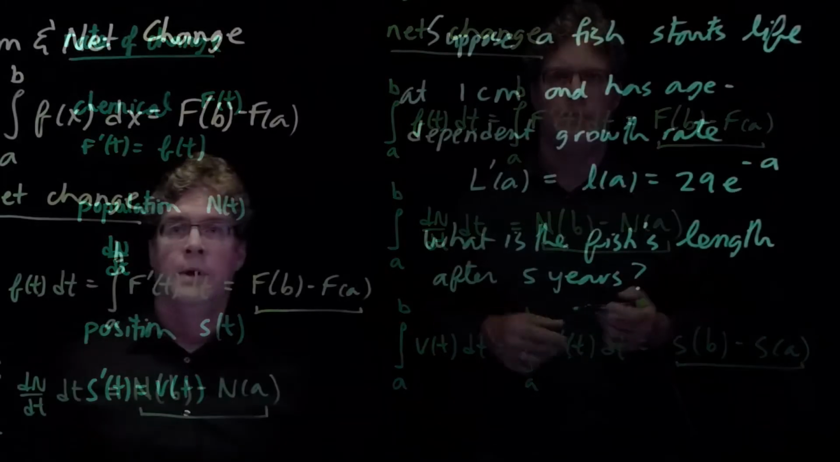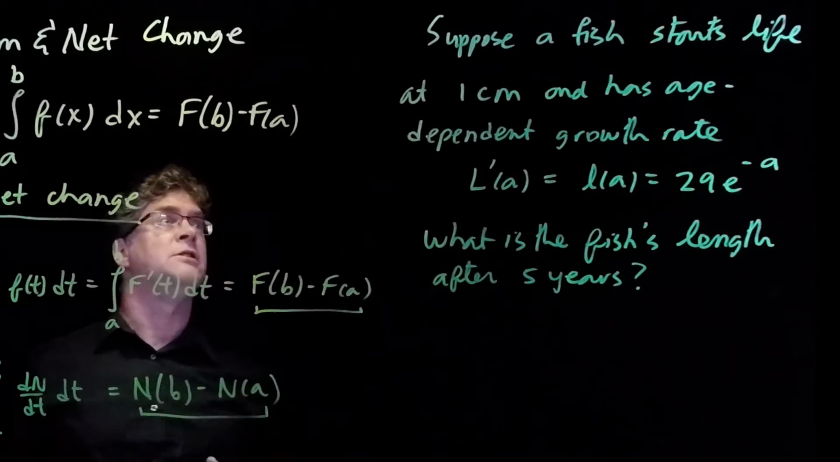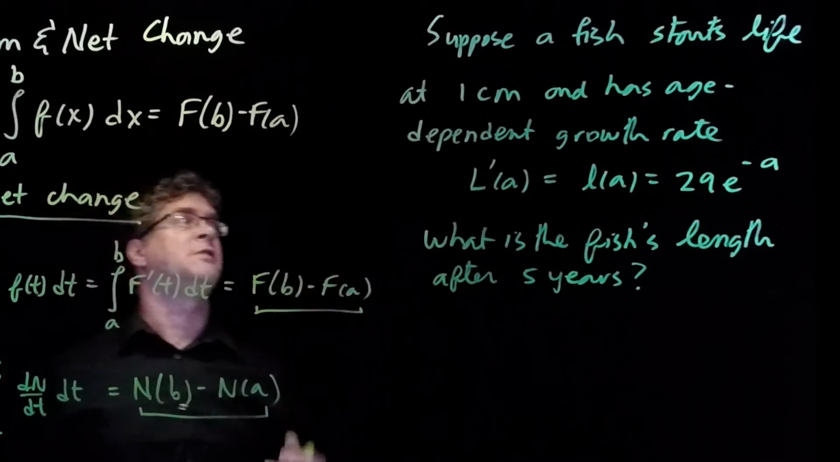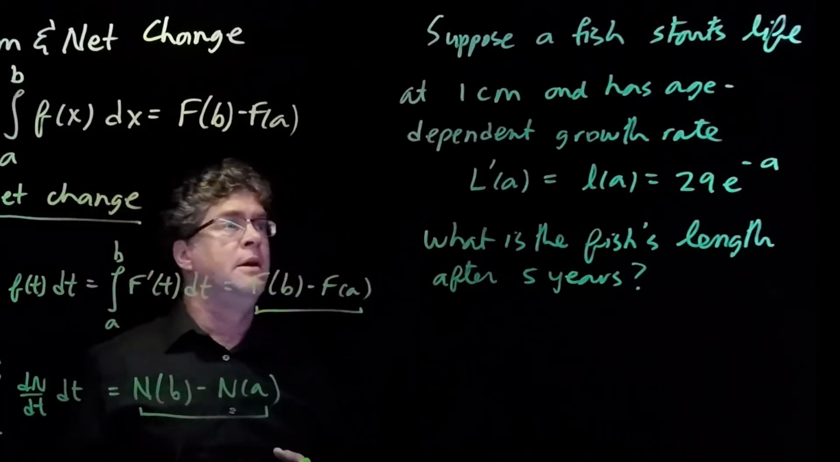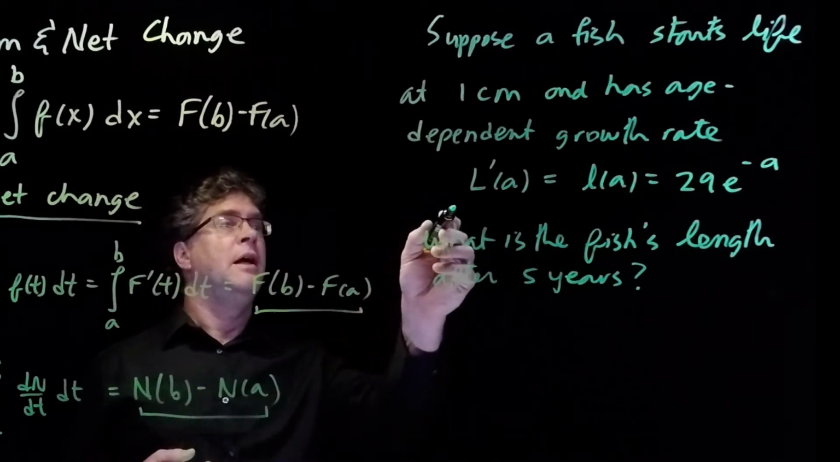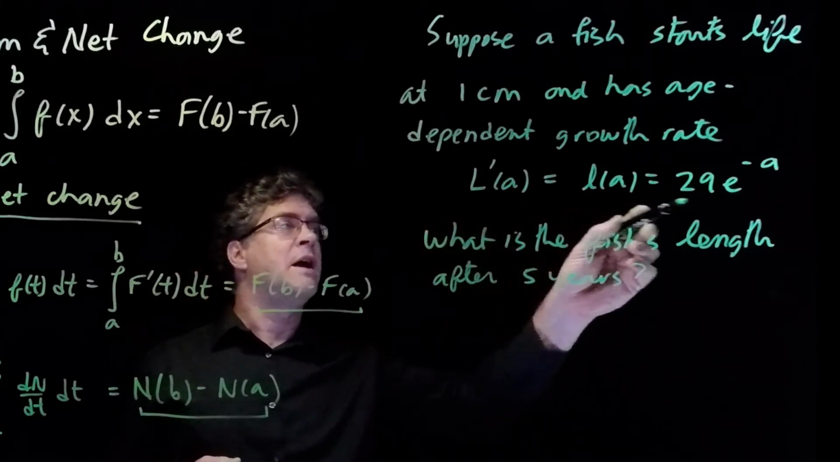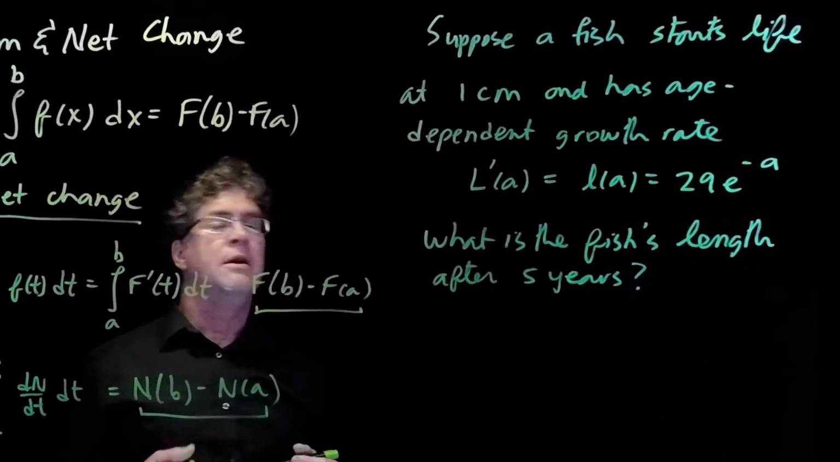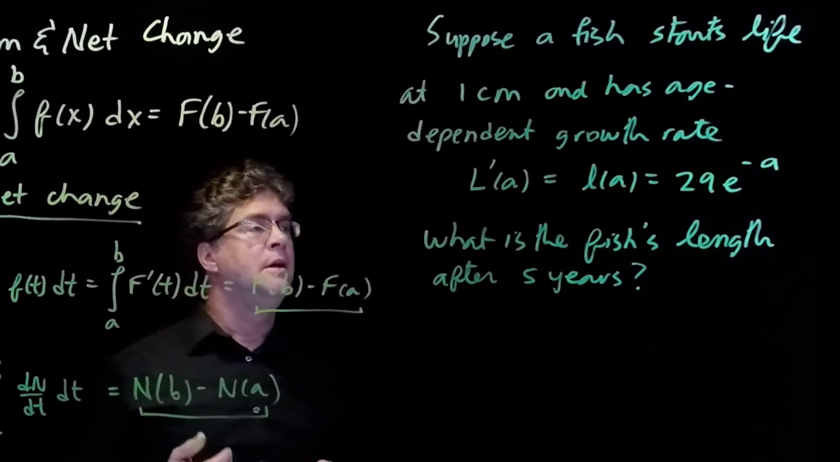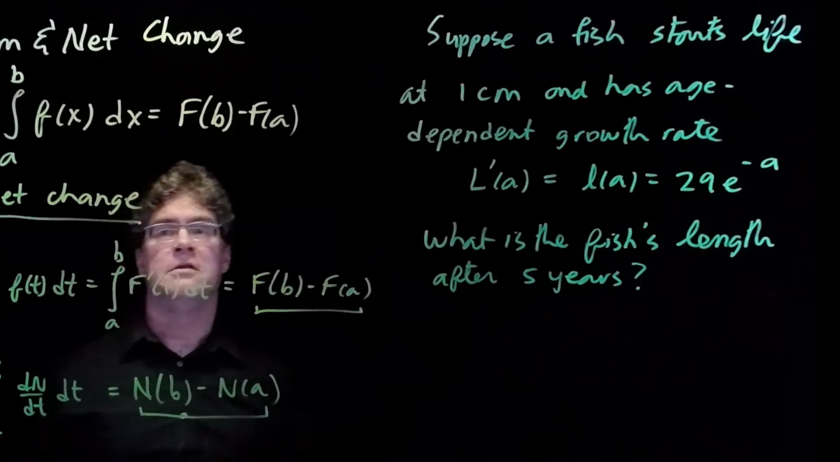equals b. Let's apply this idea of net change to the rate of growth of a fish. So we suppose a fish starts life at 1 centimeter and has an age-dependent growth rate given here as L prime of a, which is l of a, which is 29 e to the minus a. Here a is the age in years. And we ask ourselves, what is the fish's length after 5 years?